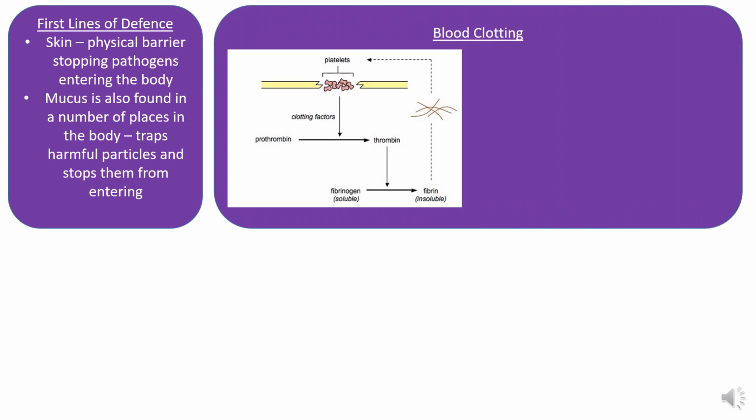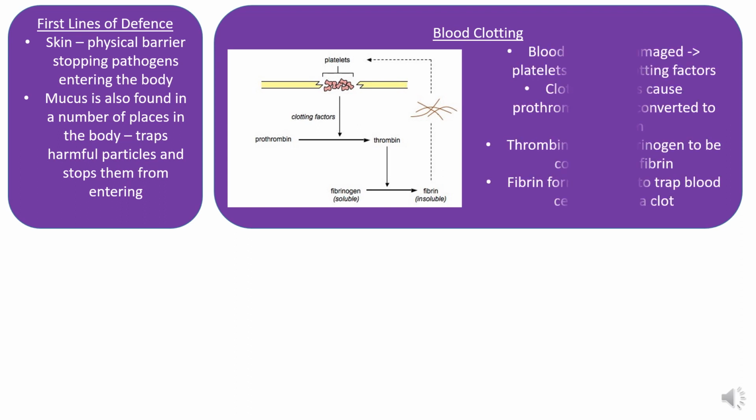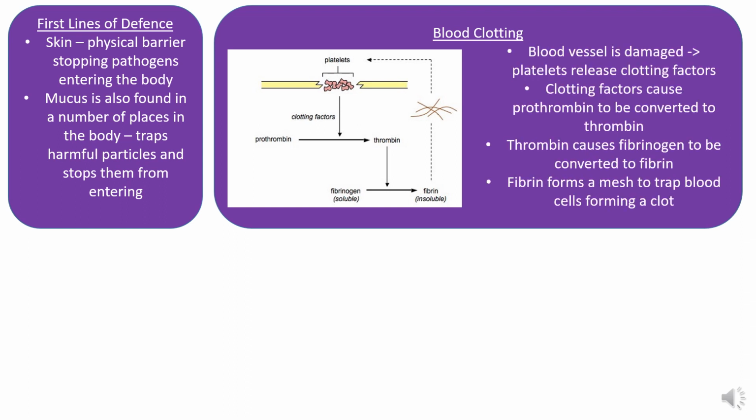Okay, so if the skin is injured and a blood vessel is broken, then blood clotting has to occur in order to stem the flow of blood and ensure that you don't lose too much blood. So the first thing that happens is platelets release clotting factors. There's a number of clotting factors, but you don't need to know about them specifically.